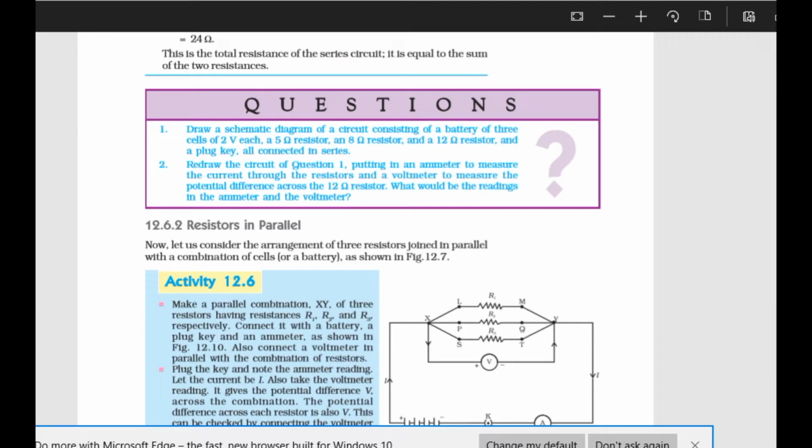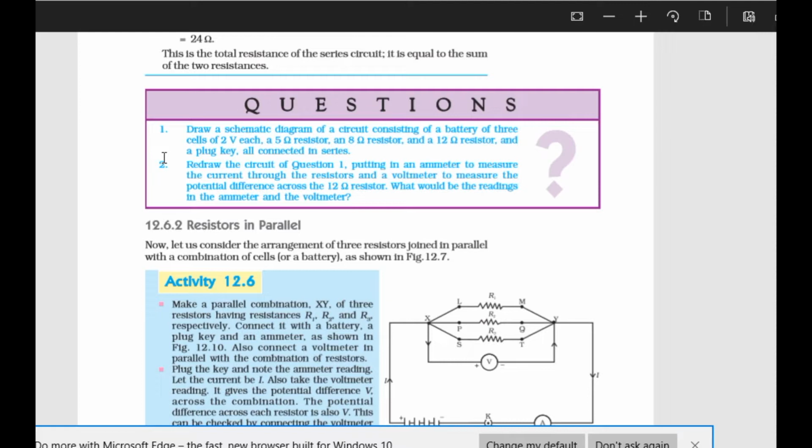You can see the question here, that is, draw a schematic diagram of a circuit consisting of a battery of 3 cells of 2 volt each, a 5 ohm resistor, an 8 ohm resistor and a 12 ohm resistor, and a plug key, all connected in series.